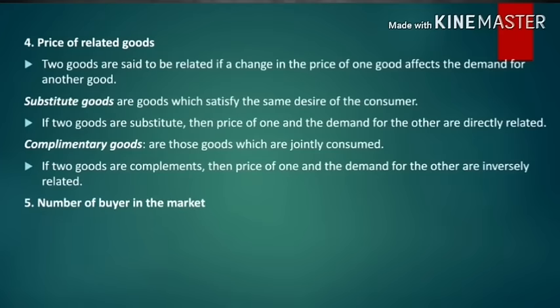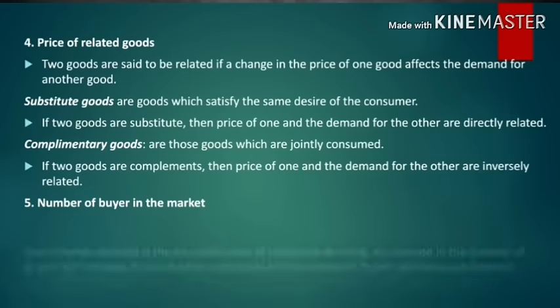The last one is the number of buyers in the market. Just imagine, if the number of orange buyers in the market increases, does the demand for orange decrease or increase? It's simple. It increases. Why? What is the reason behind it? Because market demand is the sum of every individual demand. So the more people enter, the more demand there will be. Finally, the market demand will increase.